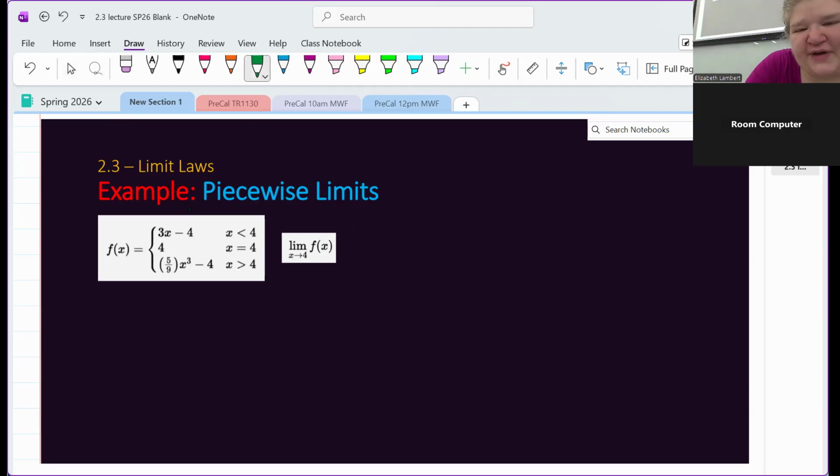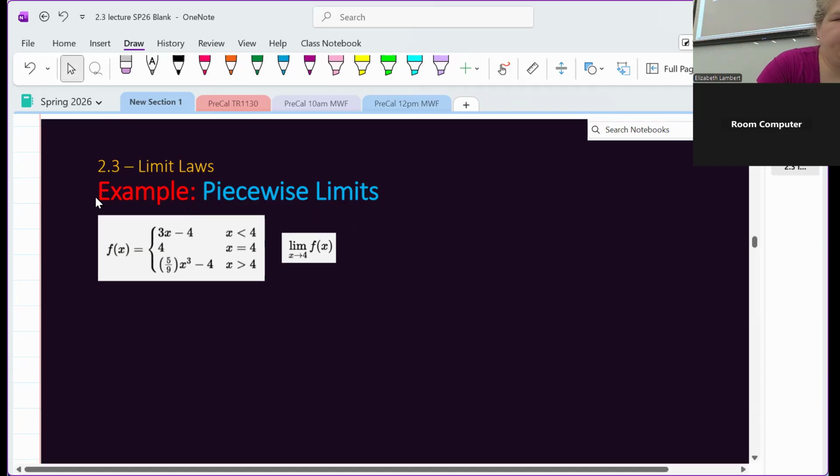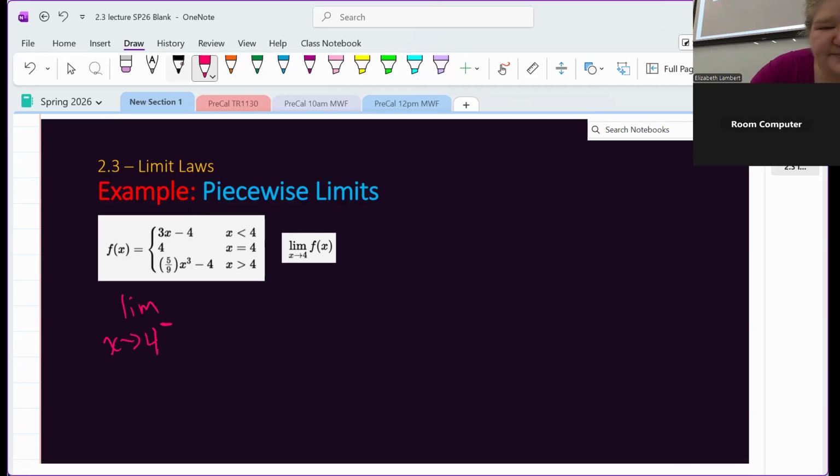But in order to evaluate a limit, we need to know, as we come from the left, what it's doing on the left side has to match what it's doing on the right side. So anytime we're asked just overall, what's this limit, we have to consider both sides. So we're going to break this up into the limit as x approaches 4 from the left, and the limit as x approaches 4 from the right.